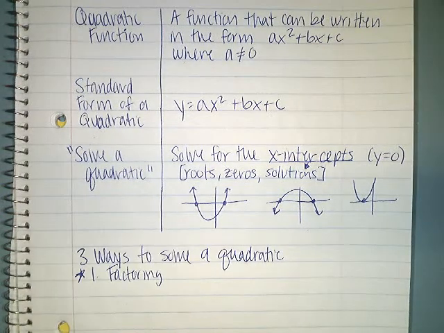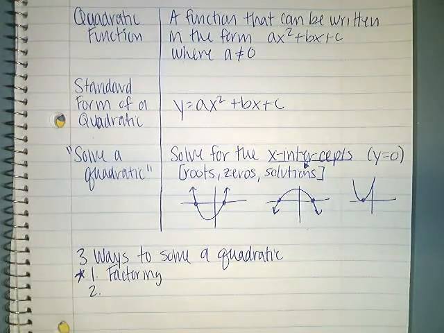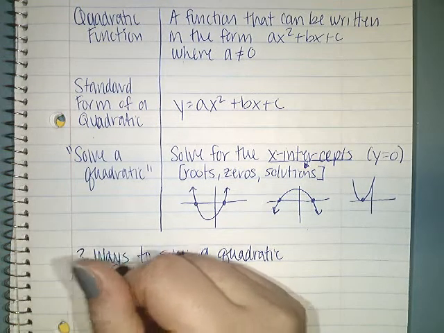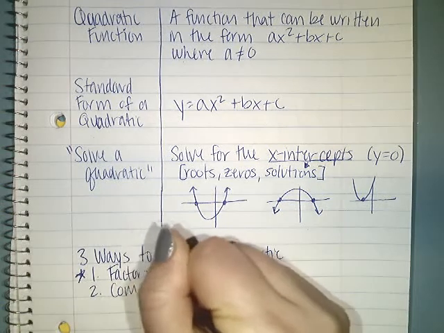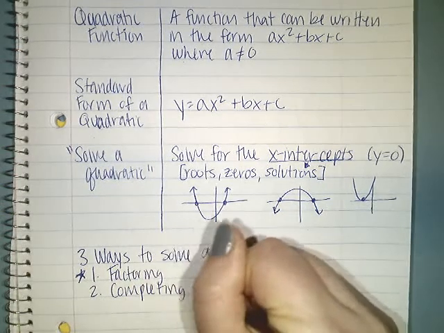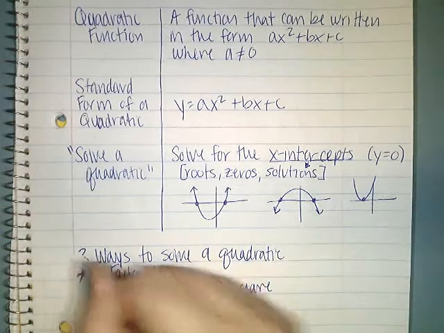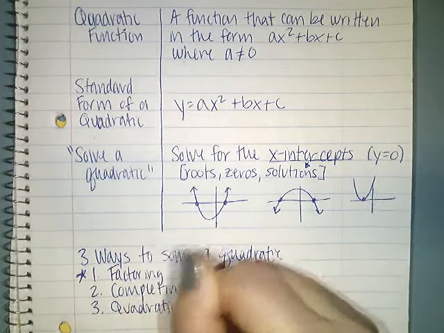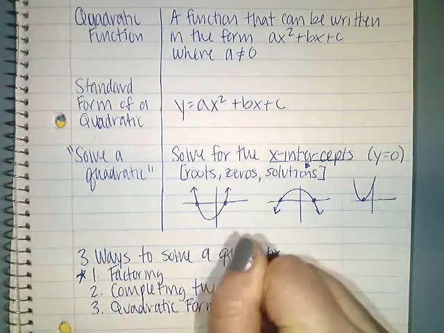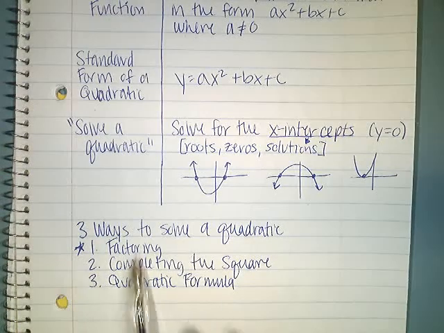You can also use a graphing calculator. So there's really 4 ways, but since we don't have graphing calculators this year, we're going to focus on the 3 ways that we can solve it without one. Then we have completing the square. And last but not least, we'll have the quadratic formula.